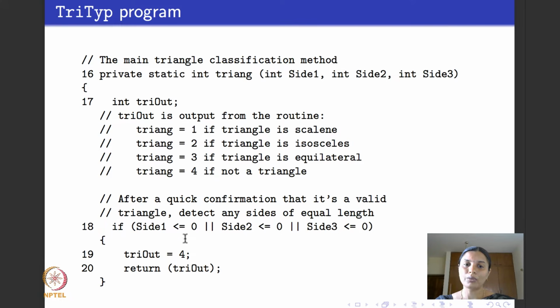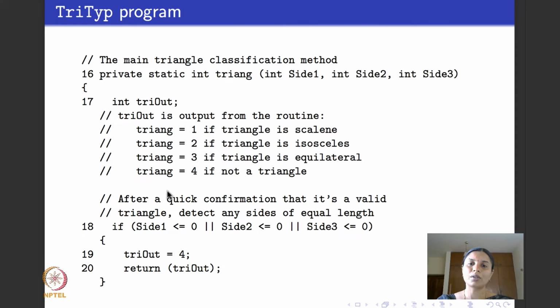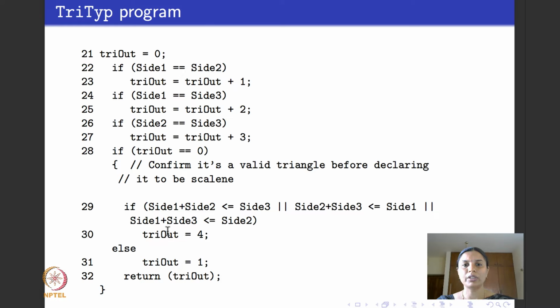Now after this, it's ruled out the fact that it's an invalid triangle. From now on, it's working with a valid triangle. It just has to find its type. So what are the three types that the code can output? The three types that the code can output are whether it's a scalene triangle, isosceles triangle, or an equilateral triangle. If it's a scalene triangle, it outputs 1. If it's isosceles, it outputs 2. If it's equilateral, it outputs 3. This is how the code is written.